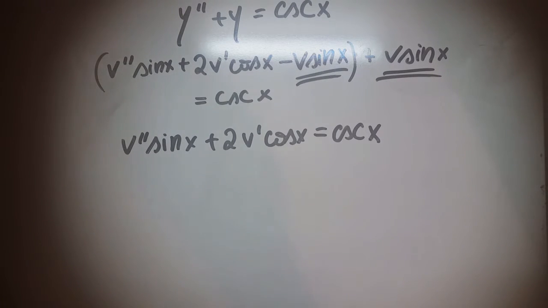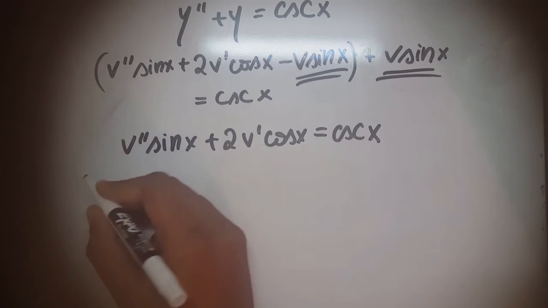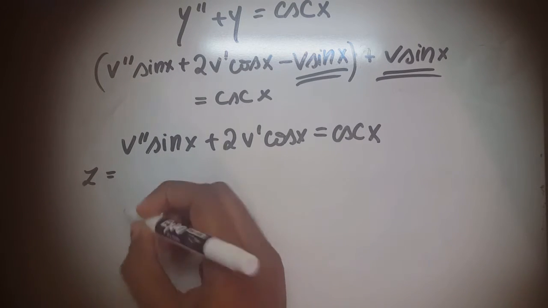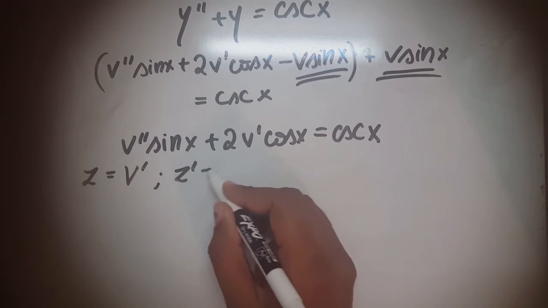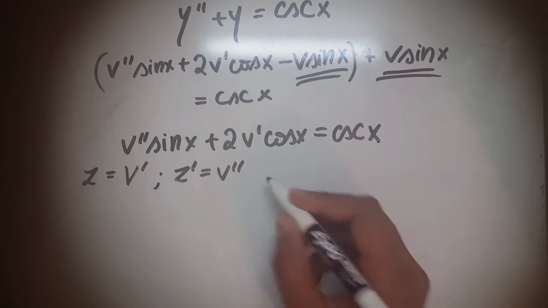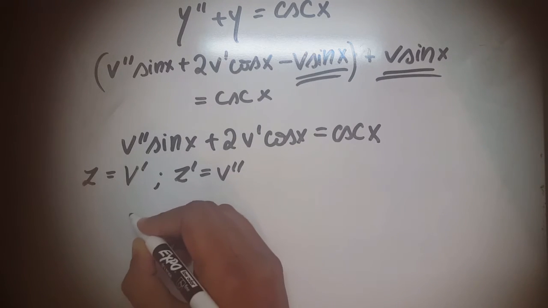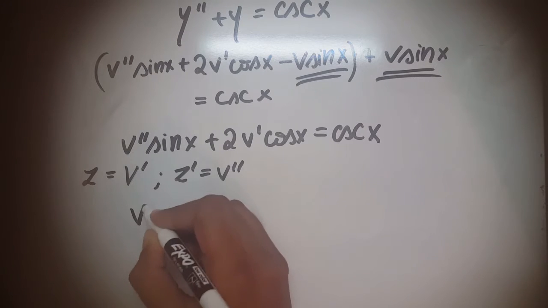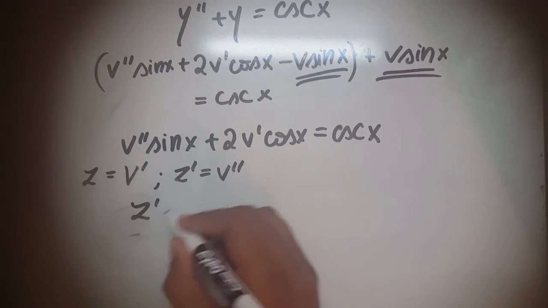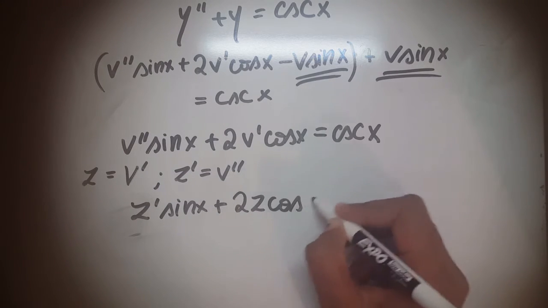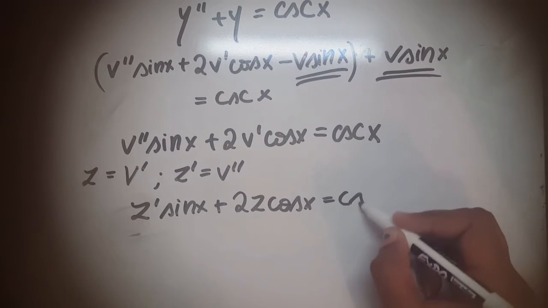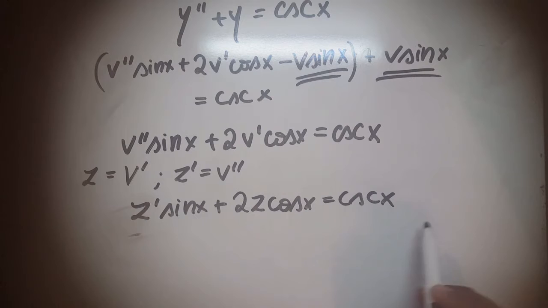Now I think it's time for a z substitution. Let's define z to be v prime, and z prime to be v double prime. Rewriting this, we have z prime sine of x plus 2z cosine of x equals cosecant of x. We can further simplify this by dividing the whole equation by sine of x.